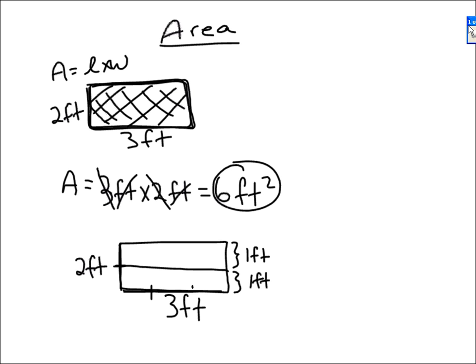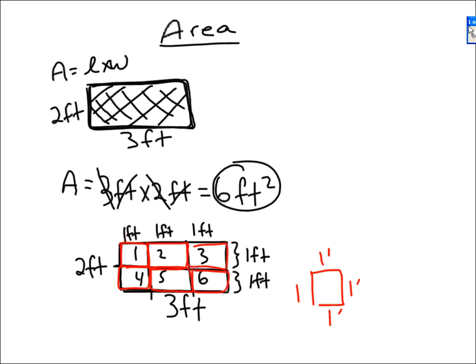If I cut it into 3 equal pieces, then each piece will be 1 foot. Well, I got 6 of these boxes now. And what do we know about each of these boxes? Well, they're each 1 foot by 1 foot. Each side is a foot long. If all the sides are the same length, it's called a square. This is a square, and each side happens to be 1 foot in length.